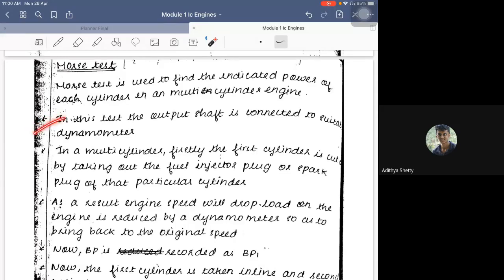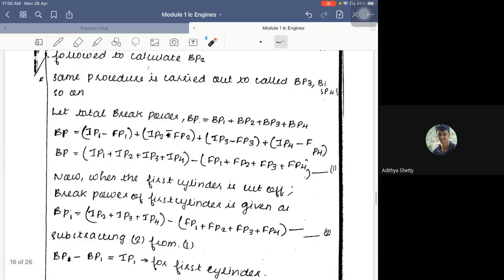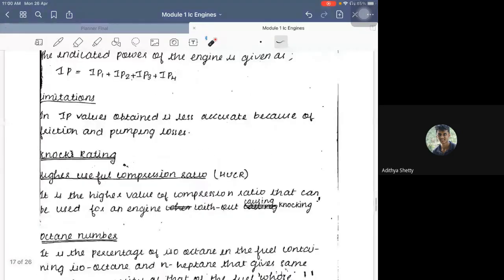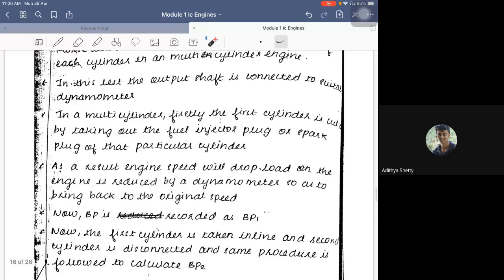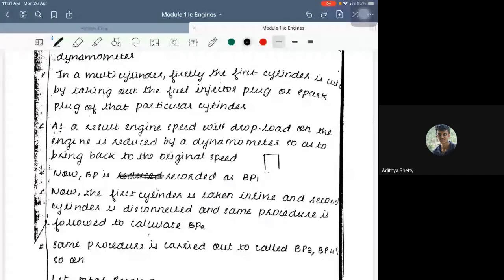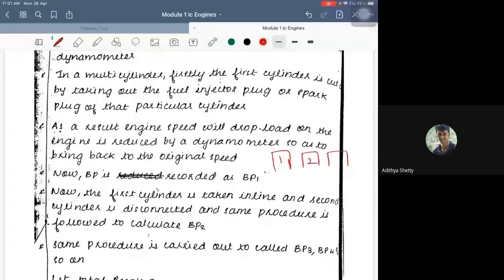In this particular test, the output shaft is connected to a suitable dynamometer. So in the Morse test, here is cylinder number one, cylinder number two, cylinder number three, and cylinder number four. For all of these, there will be a common shaft, correct? There will be a common shaft which is rotating, and this is connected to a dynamometer. So this is how it is done.